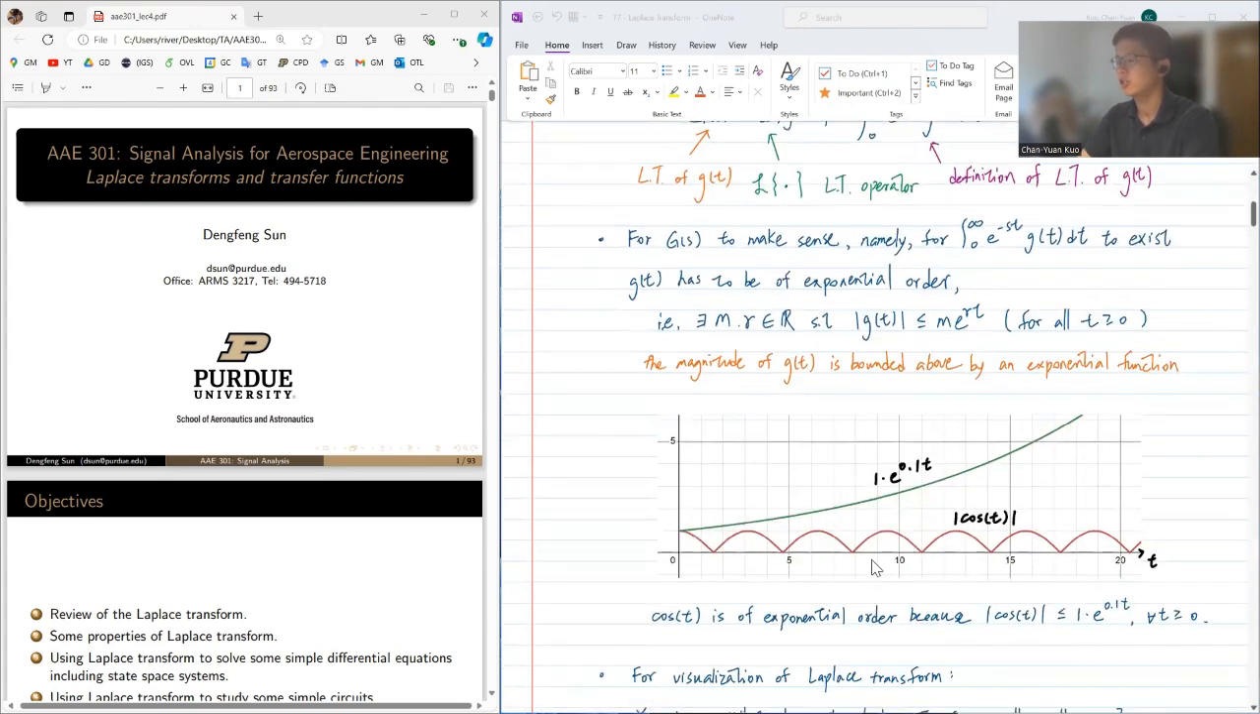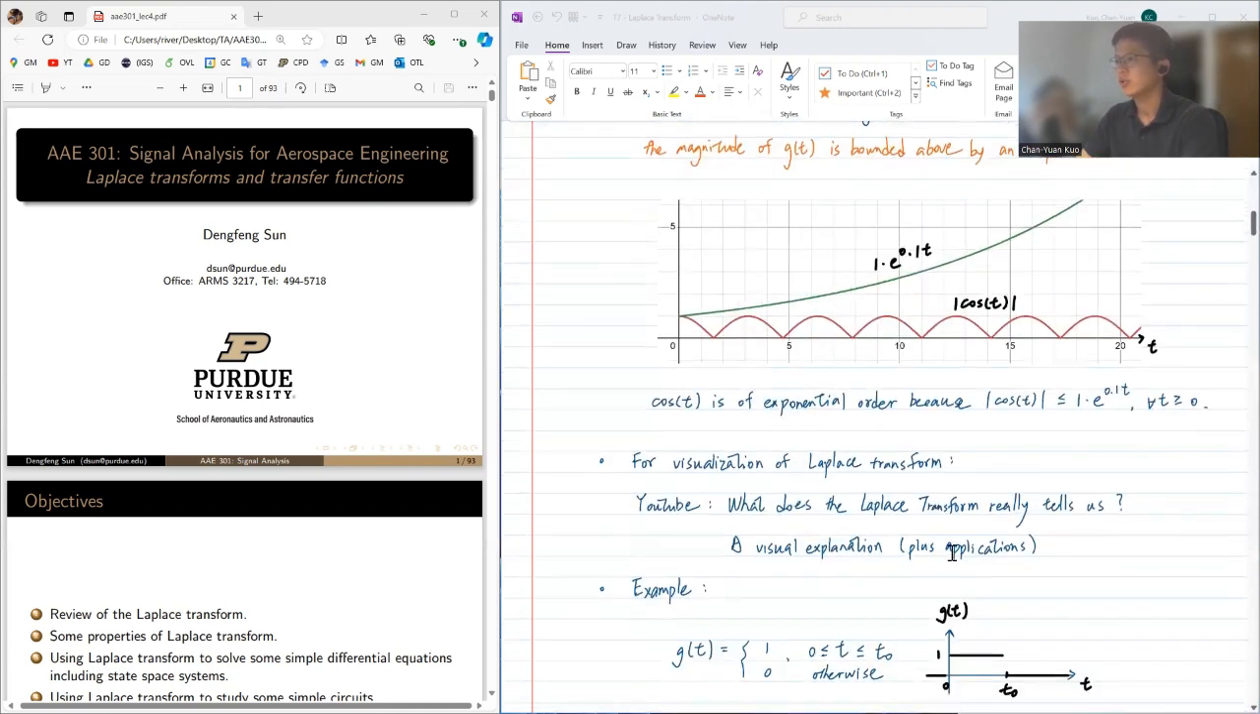So here, let's look at whether the function cosine t is of exponential order. To do this, we first look at the magnitude of cosine t, which is the red line shown here. You can see that the magnitude of cosine t is always bounded above by the exponential function e^(0.1t). So this means that cosine t is of exponential order, and the Laplace transform of cosine t exists.